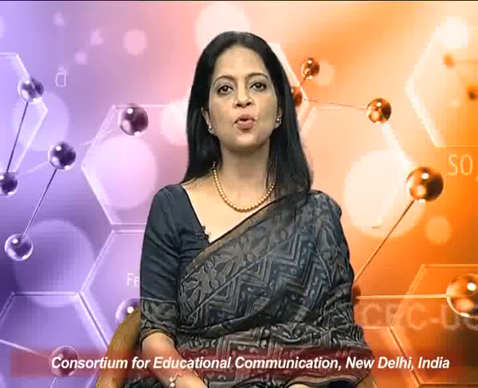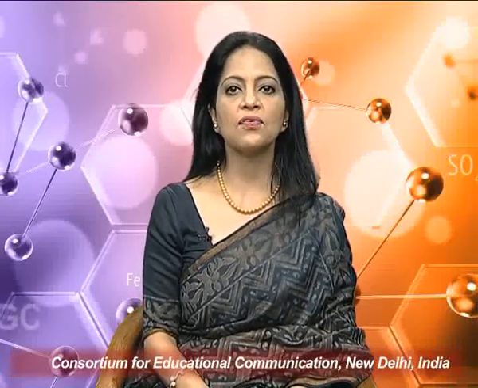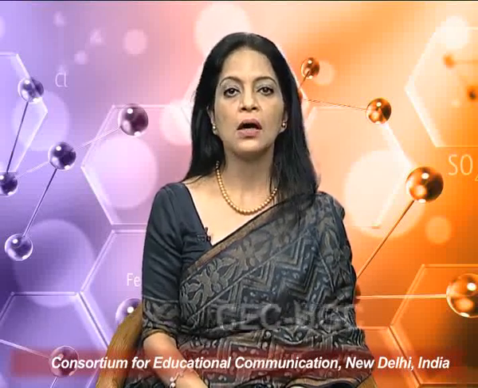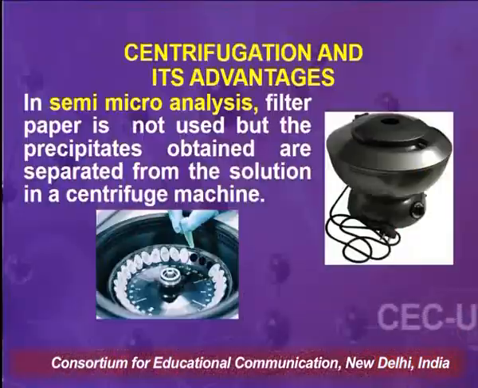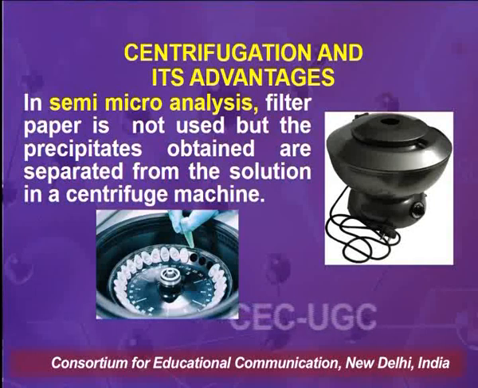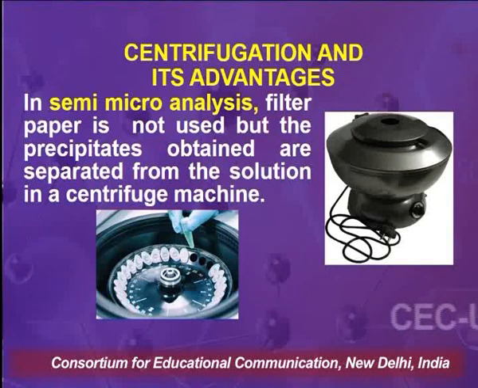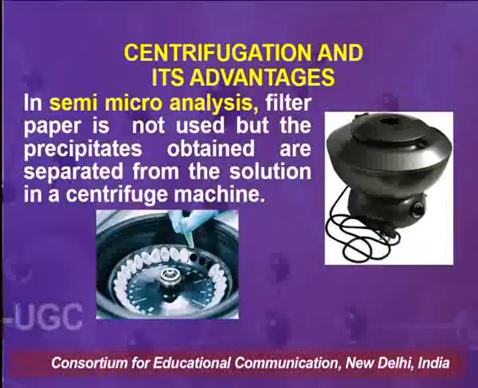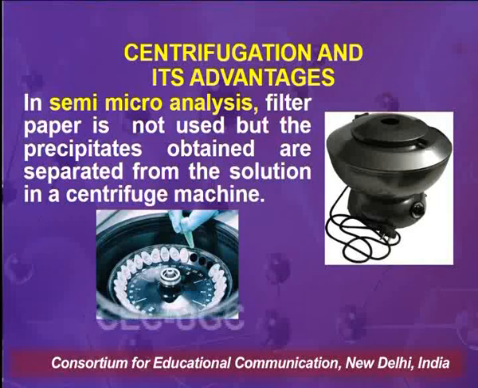In contrast to macro analysis, where filtration is used to separate a precipitate from the solution, in semi-micro analysis centrifugation is used as a means of separation of a residue from the solution. Centrifugation has various advantages. In semi-micro analysis, filter paper is not used, but the precipitates obtained are separated from the solution in a centrifuge machine, and this is how a centrifuge machine looks, the outer area and the inner picture.